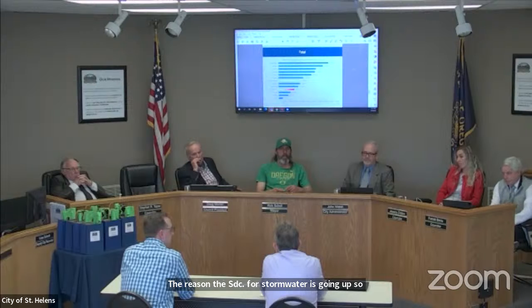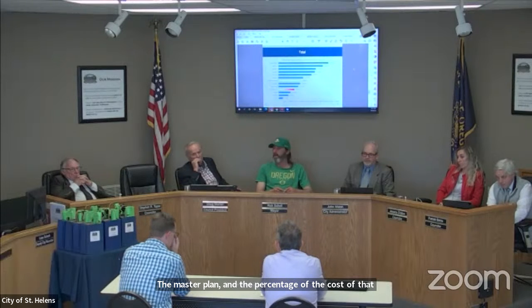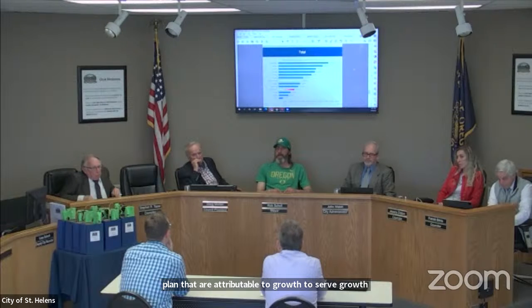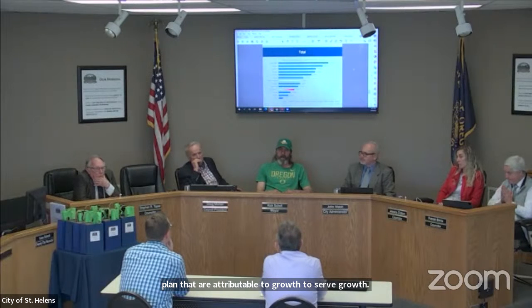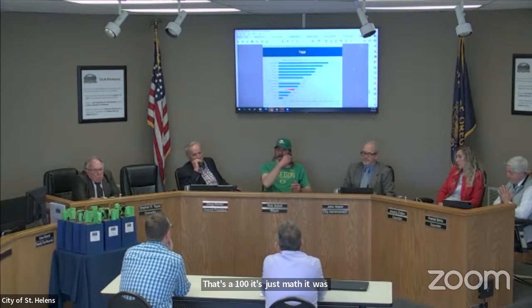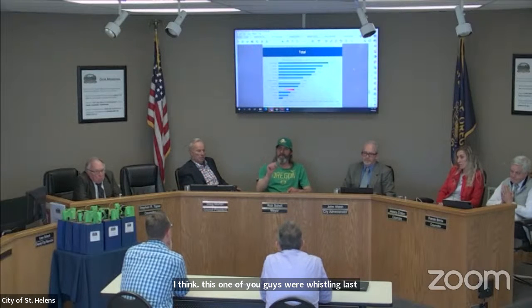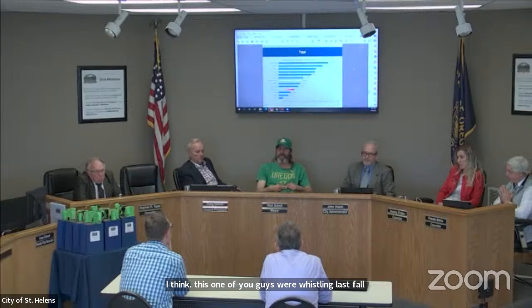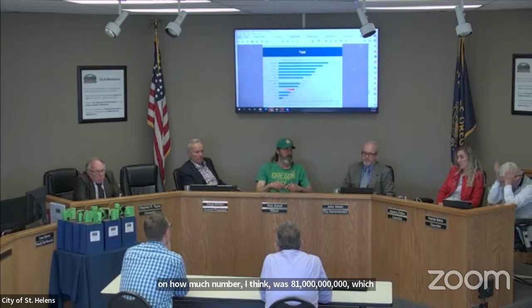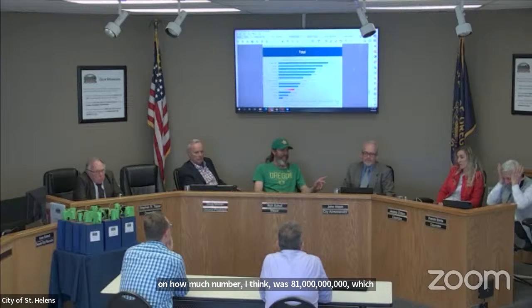the capital improvement plan. It's in the master plan. And the percentage of the cost of that plan that is attributable to growth, to serve growth, that's 100%, it's just math, frankly. It was $81 million, I think, on this. Remember when you guys were whistling last fall going, how much? The bottom number, I think, was 81 million, which is a long-term plan. And I don't question it a bit.